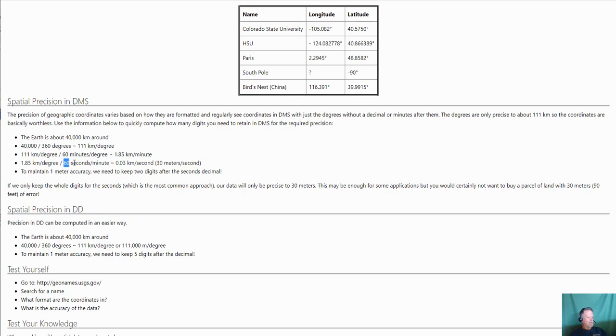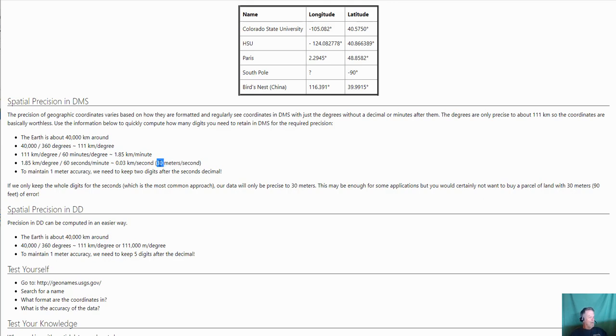Again, dividing by 60 seconds per minute, that means there's about 0.03 kilometers per second, or about 30 meters per second. And in fact, you will see a lot of data sets like Landsat that's 30 meters per second resolution. The pixels are 30 meters on a side. This is why. It's because 1 second on the Earth's surface in DMS is about 30 meters.